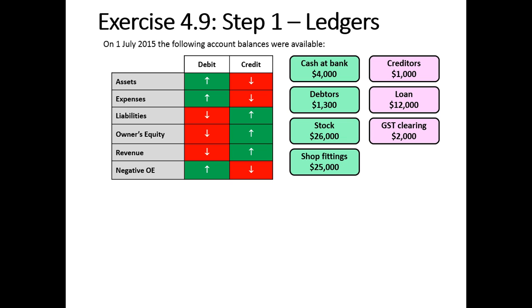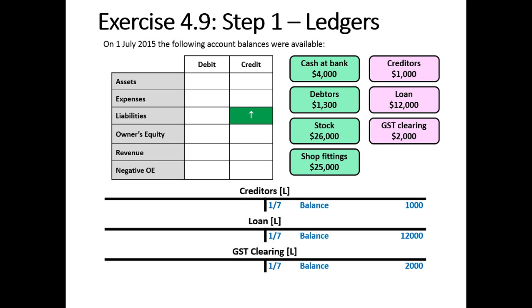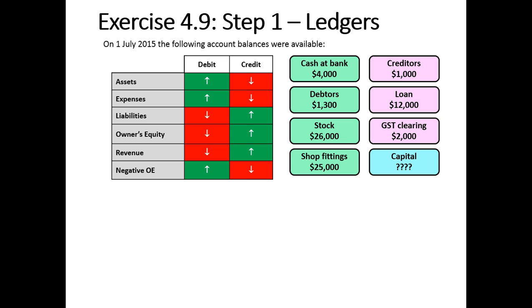We've got 3 liabilities: creditors, loan and GST, and liabilities go up on the credit side, so we'll enter those as credits with the date as the 1st of the 7th and the word balance and the amounts. And then we were given capital, but we weren't told the amount, so we're going to have to calculate that.